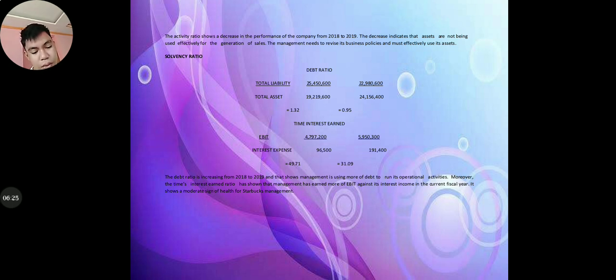Times interest earned ratio. It is a number that shows how many times a company could cover its interest charges with its pre-tax earnings. Times interest earned is equals to EBIT over interest expense: 4,797,200 over 96,500 is equals to 49.71. In 2018, they have 5,950,300 over 191,400 is equals to 31.09.